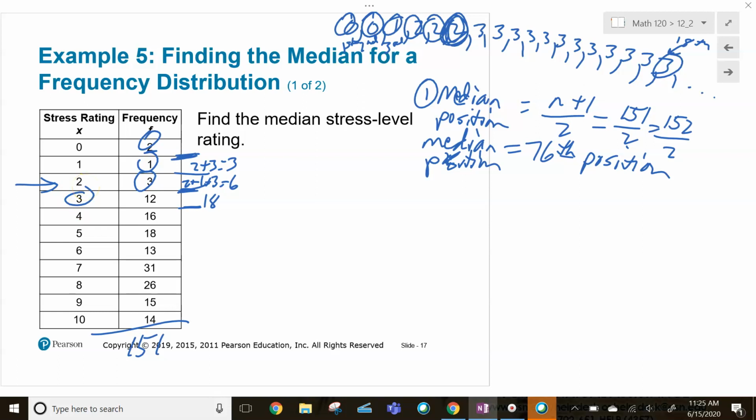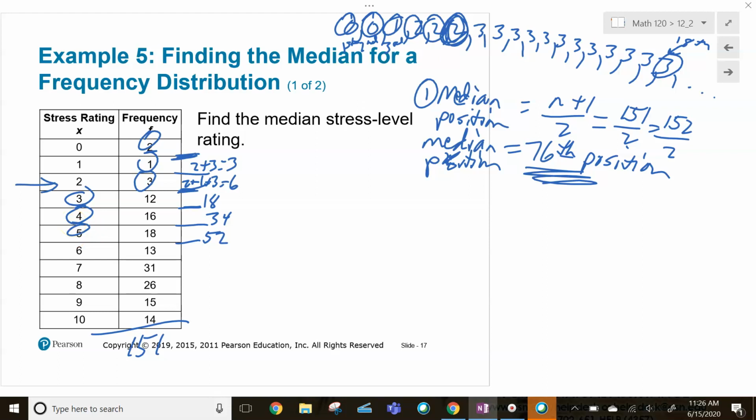Now I'm going to go 18 plus 16. So 18 plus 16, we got 34. So there's 34 numbers to here. The 34th number is the last number 4. The 34th number in this list is a 4. Now I'm going to go 34 plus that 18. I'm going to get 52 if I add up all those. Remember, I'm trying to get to the 76th position. So the 52nd number is a 5.